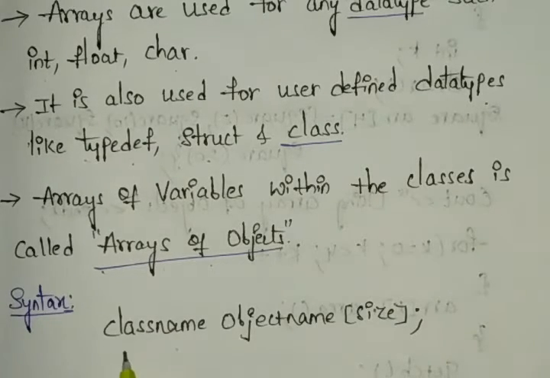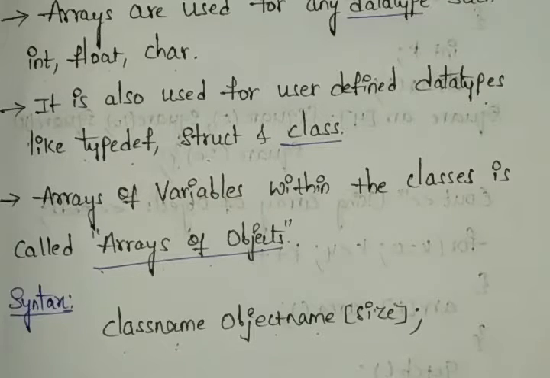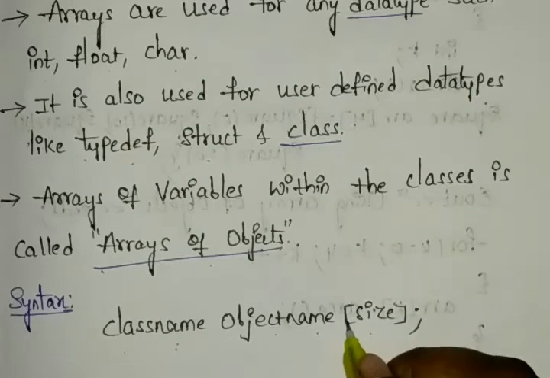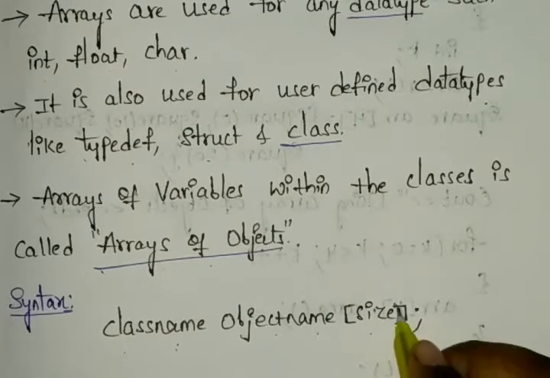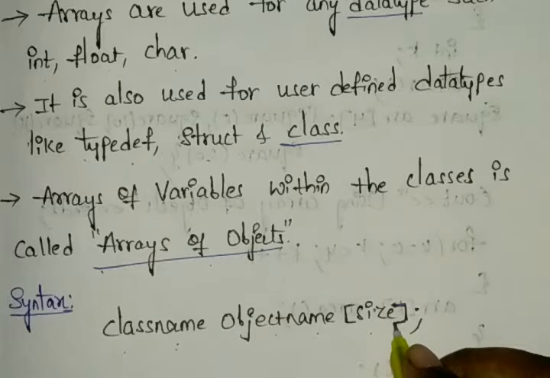Class name, whatever your class name is, and then you give the object name. This is similar to normal object creation, where we give the class name and the object name. But what is different between object creation and an array of objects is the size. Here we give square braces, and in between them we give the size, right?